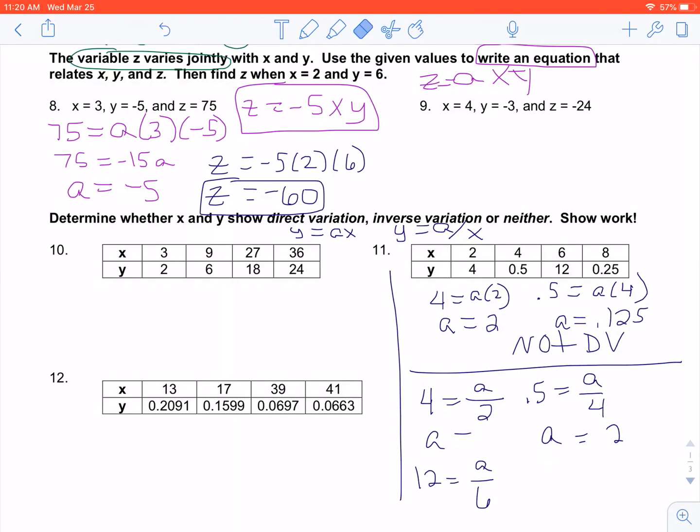Alright, Miss Kane is messing up here. A is equal to 8. And then if I look at the second one, I get a equals 2. And then if I did it again, you can see that those are definitely different. And my next one would be a 72. So then it's not an inverse variation either. So that means this one is neither. But that would be the process that you would want to work through, determining if it's a direct variation, an inverse variation, or neither one of those options.